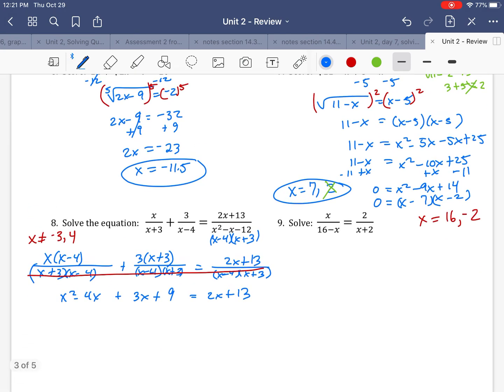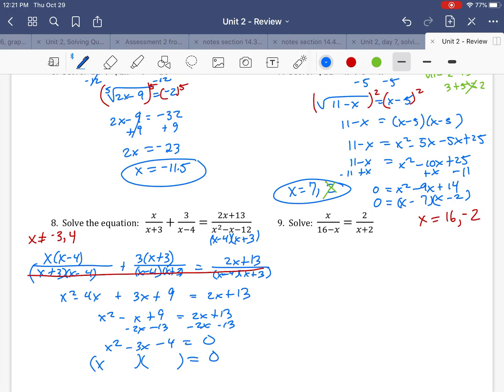All right, so let's clean everything up. I got x squared minus x plus 9 over here equals 2x plus 13. So I've got to take away 2x to get these together. I'm going to minus 13. So I got x squared minus 3x minus 4. So it's going to take some factoring.